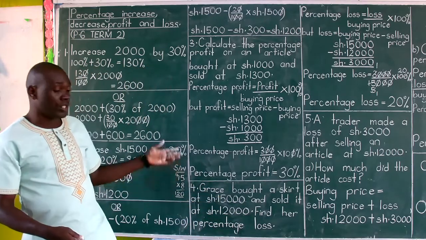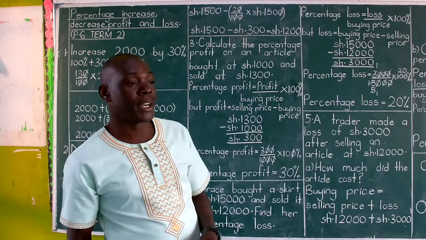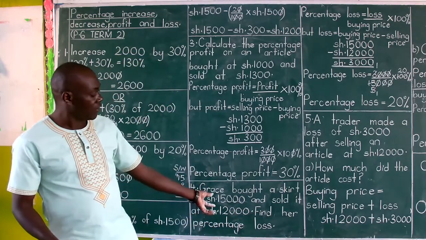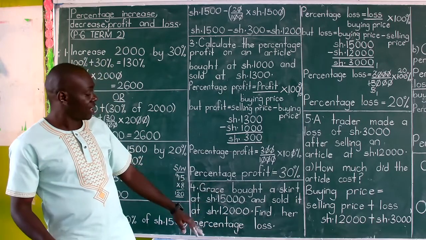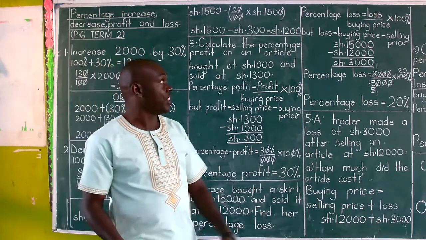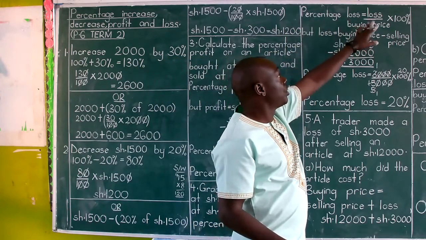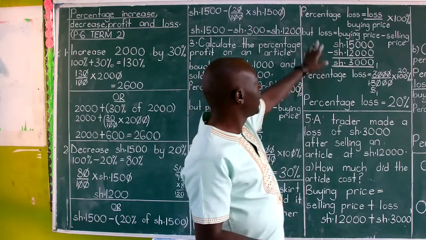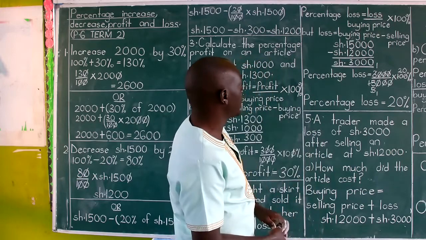So find the percentage loss. Like I said, percentage loss equals loss out of buying price times 100%. As you see here, we don't have the amount for the loss. You first get it by getting the buying price minus the selling price. That's what I'm going to do here. You say percentage loss equals loss out of buying price times 100%.